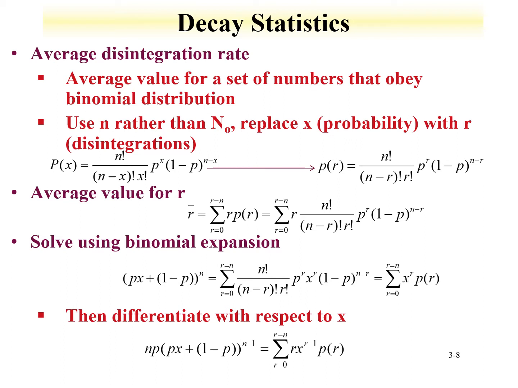And I'll just present this result. The solved binomial expansion is shown here, and then we differentiate with respect to x, and that value is provided here. So we have this binomial expansion, differentiate with respect to x within this expansion, and now we have this, which again we're using as a way of trying to describe an average disintegration rate, which is this equation here.